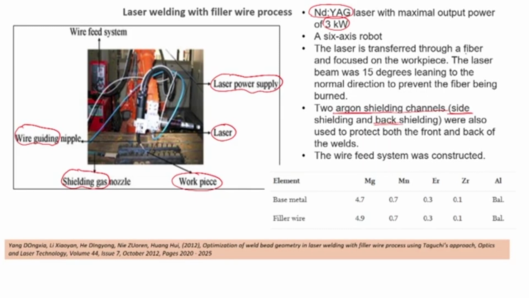The laser is conveyed by using fiber, and it is focused on the workpiece, and it has been given a deliberate angle of 15 degrees to prevent the fiber from being burned. So, if it is perfectly orthogonal, there are chances of burnout of the fiber which is carrying the laser. So, a deliberate angle of 15 degrees is given, and the wire feed system was constructed. You can see the base material is an aluminum alloy, and it has a variety of other elements such as magnesium, manganese, zirconium.